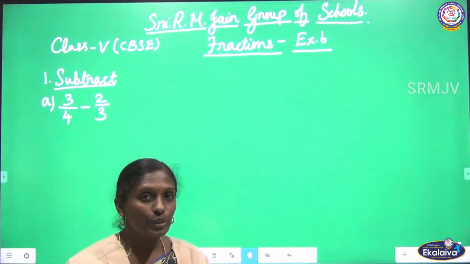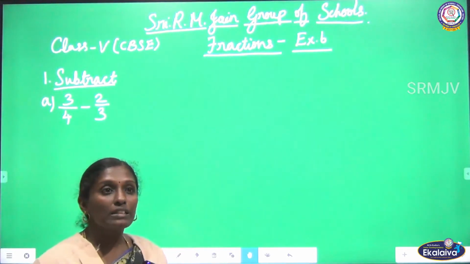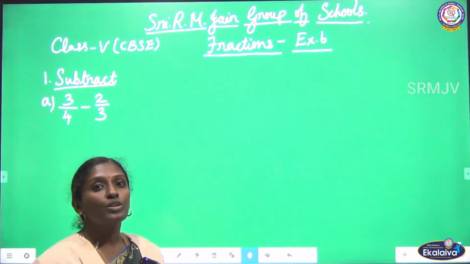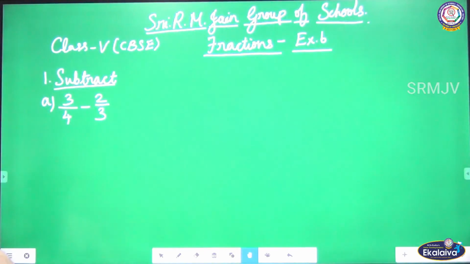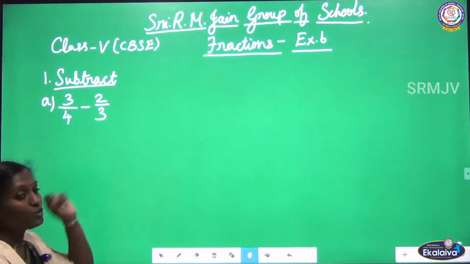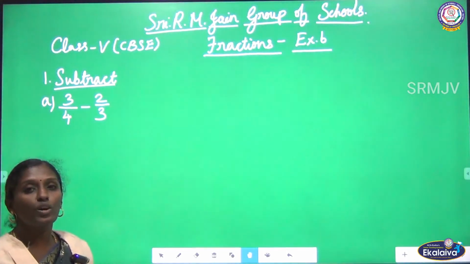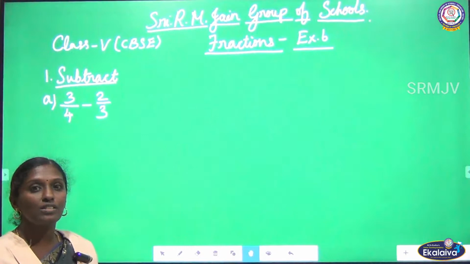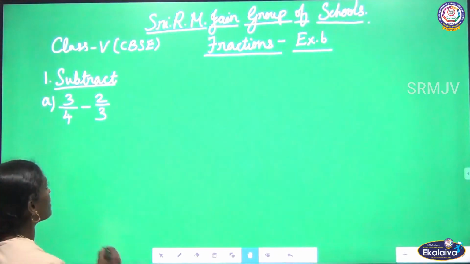Today we are going to do the problems in exercise 6 from the chapter fractions. In this exercise we are going to learn to subtract the fractions. Okay, let us see the first question. Subtract 3 by 4 minus 2 by 3. See these two fractions. These two fractions are unlike fractions. First we have to convert the unlike fractions to like fractions by finding the LCM of the denominator numbers.